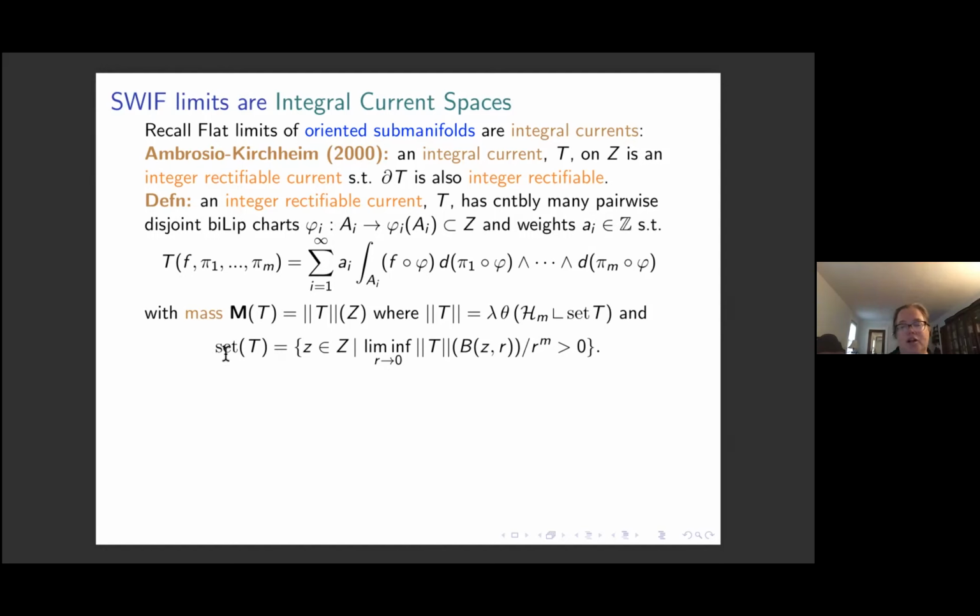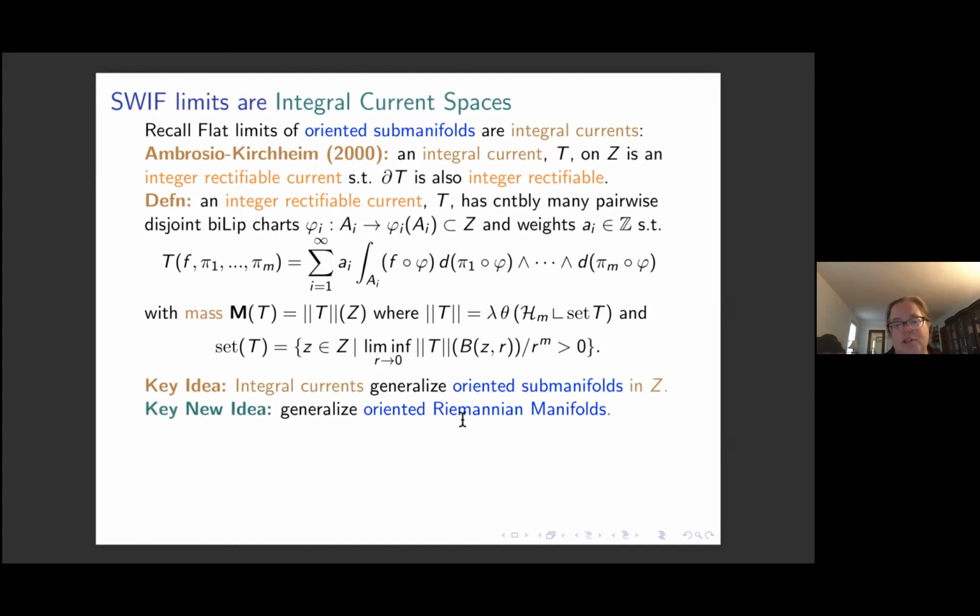Okay. The closure of the set, which is called the support, is not necessarily covered almost everywhere by Lipschitz charts. The closure of the set could even have higher Hausdorff dimension. The set is the one that's covered almost everywhere, and that's why we use the set of positive density. The key idea is that integral currents generalize oriented submanifolds in Z, and the new idea was generalizing oriented Riemannian manifolds, so we needed to have separate spaces.